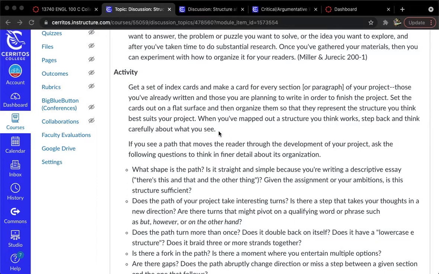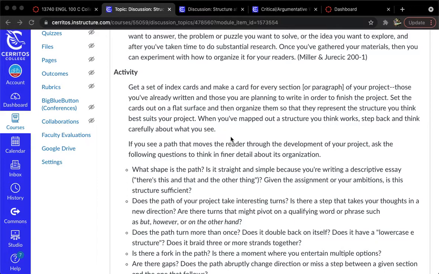So in other words, what you're going to do for your most recent draft that you have, you're going to take a set of index cards or post-it notes, or you could even take a sheet or two of paper and cut out pieces, little squares or rectangles to create little cards. But it's important that they are cards that you can move around and kind of play around with.